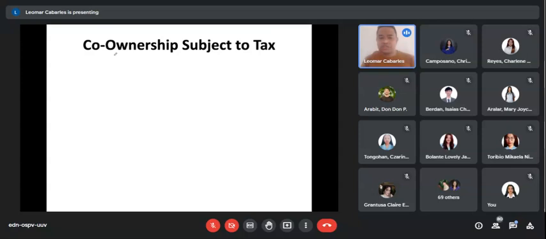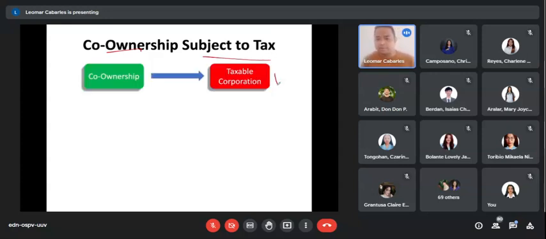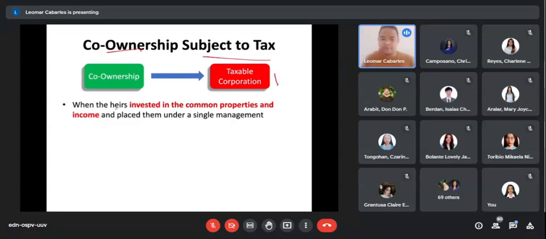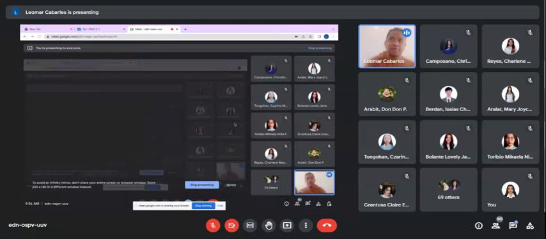But sometimes the co-ownership becomes a corporation and therefore it is now subject to tax. So nagiging taxable corporation siya. So when the heirs, yung mga tagapagmana, nag-invest sila doon sa common property nila and they place them under a single management. So for example, fleet of taxi pala yung minana nila at tingin nila they will earn more if they pool their properties and not subdivide them. And they invested more pa, may personnel na sila.